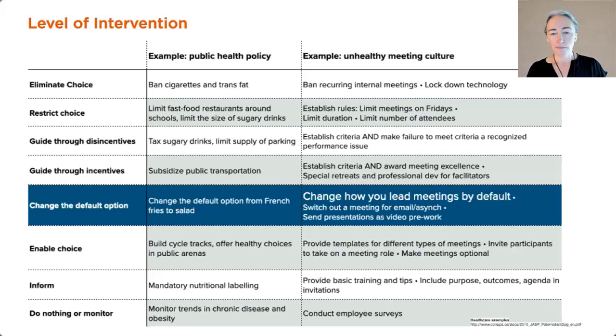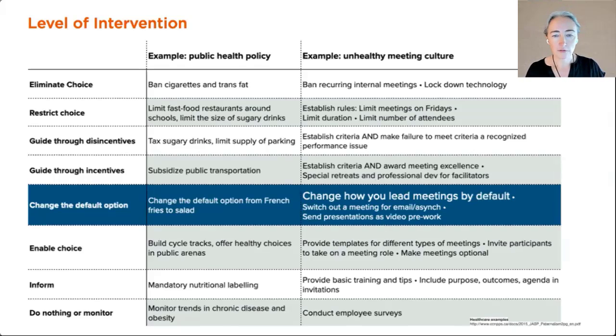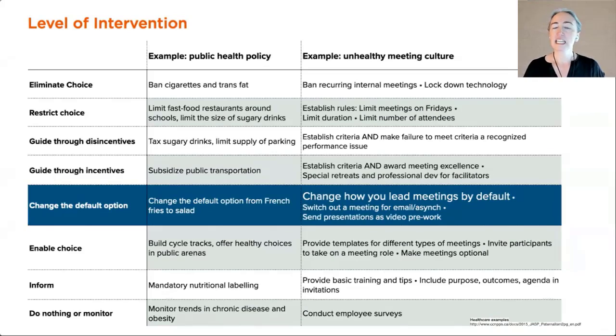And this slide, which I'll see if I can make a little bigger for you all, is an example of why changing the default behavior is one of the most powerful ways you can intervene in a status quo system to shift habits. Now, this is a chart showing levels of intervention that was developed by public policy workers trying to shift the obesity and public health crisis.